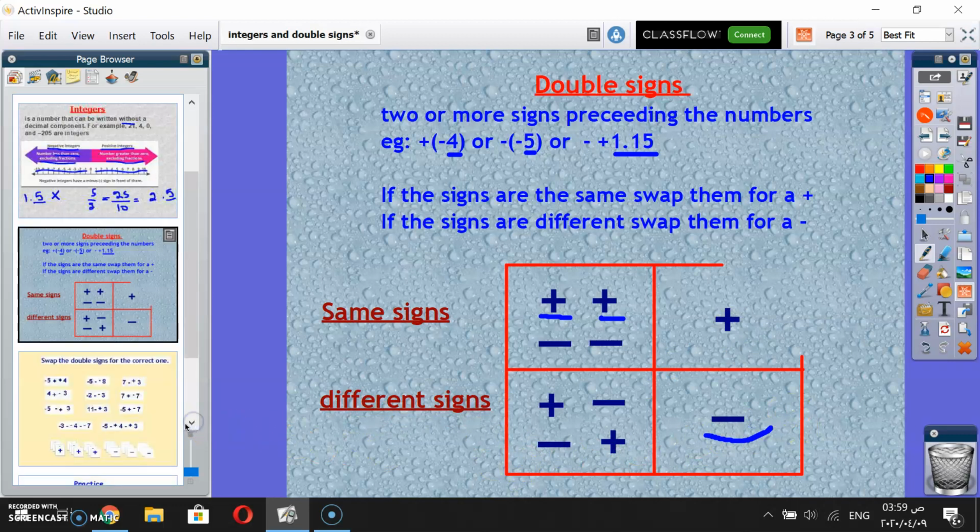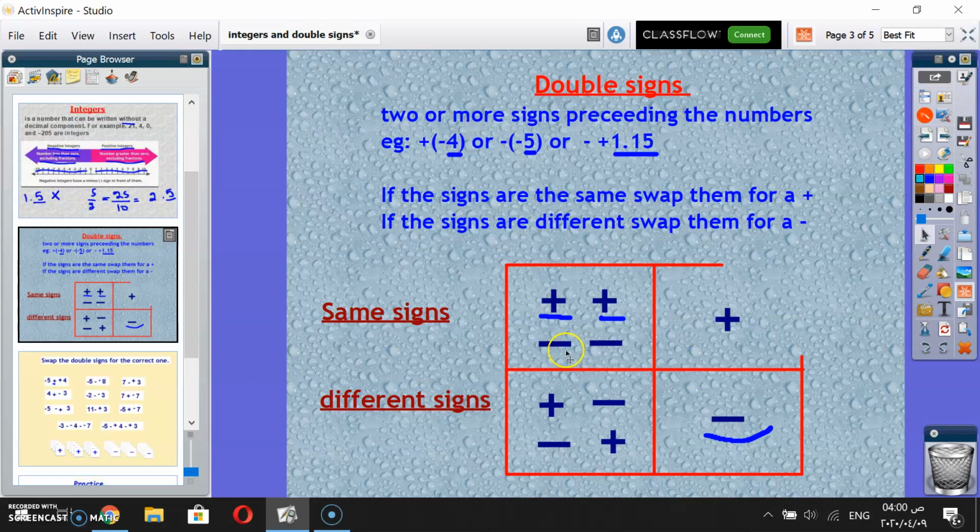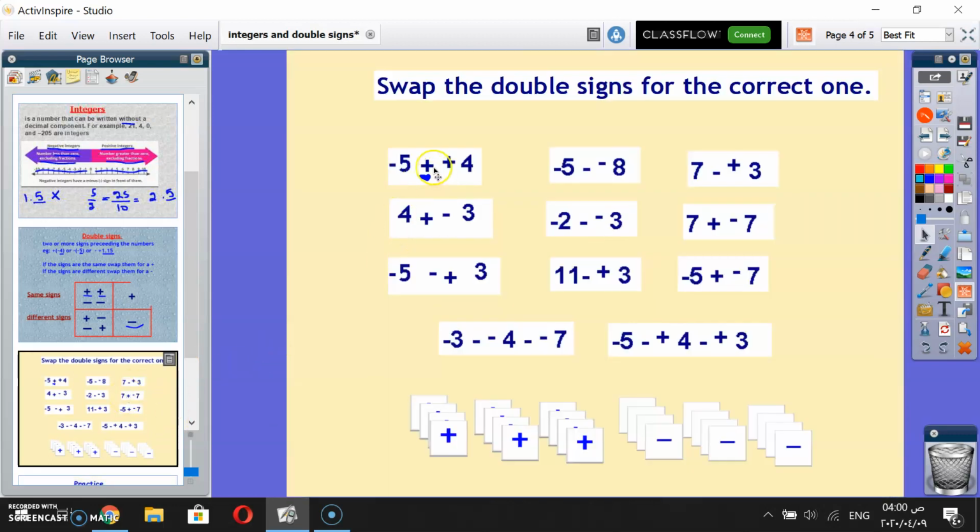Let's take some examples. Minus 5 plus 4. So here we have two same signs. We explained that when we have two positive signs or two negative signs, the same sign, we replace them by a positive sign. So here we have two positive, I will replace them by a positive sign. So minus 5 plus 4 is equal to minus 1.